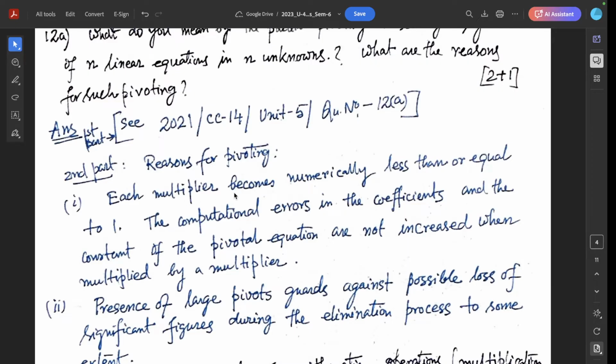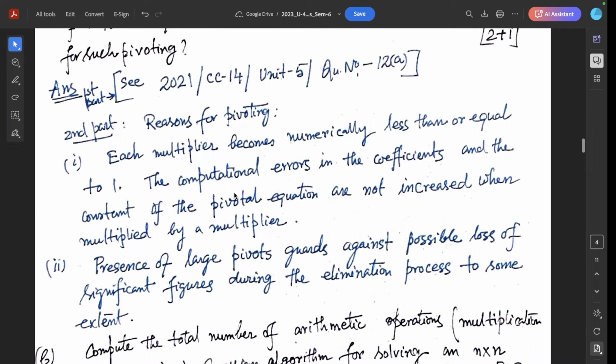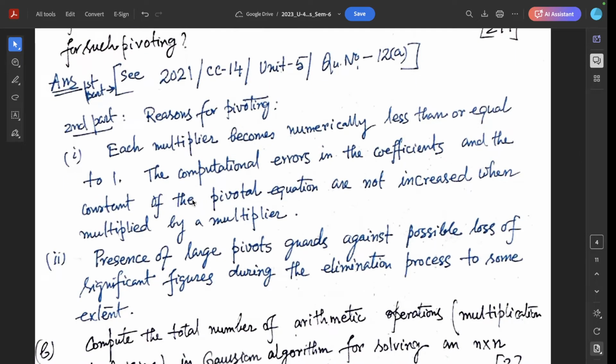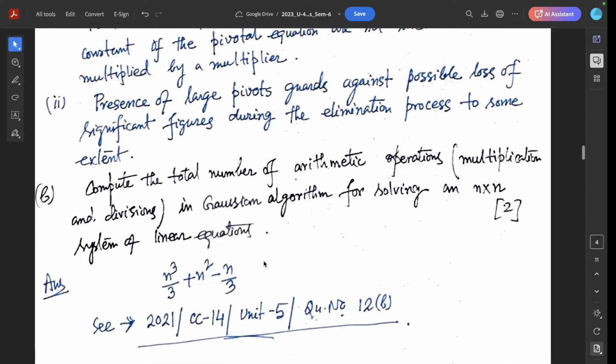Number 1, each multiplier becomes numerically less than or equal to 1. The computational errors in the coefficients and the constant of the pivotal equation are not increased when multiplied by a multiplier. Number 2, the presence of large pivots guards against possible loss of significant figures during the elimination process to some extent.